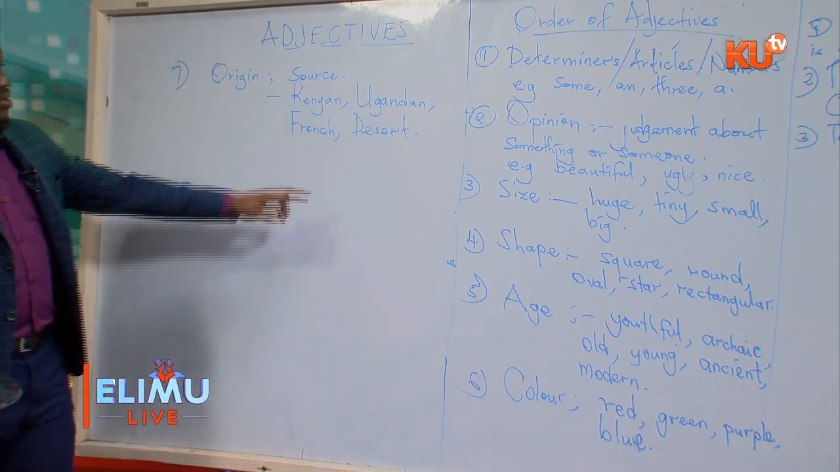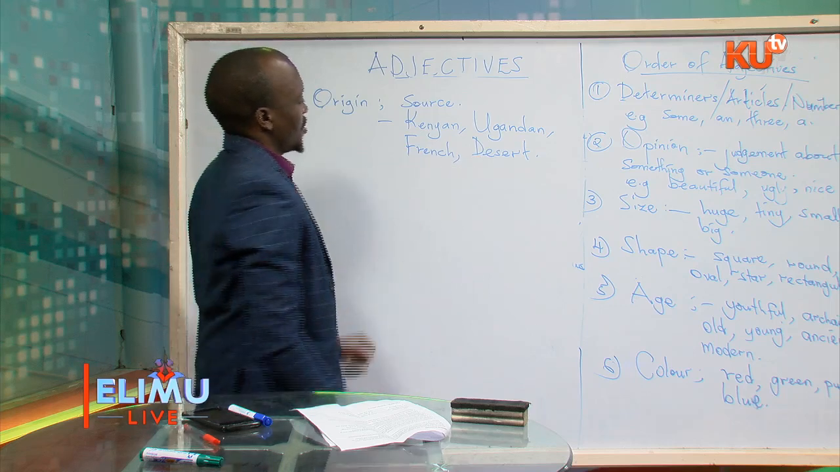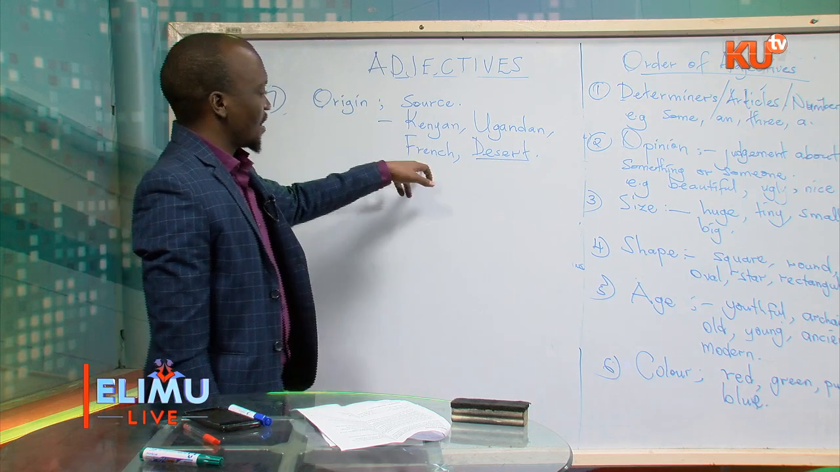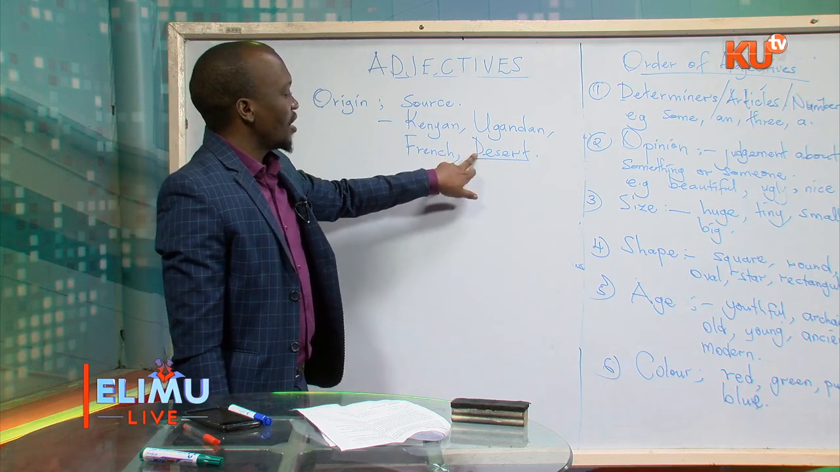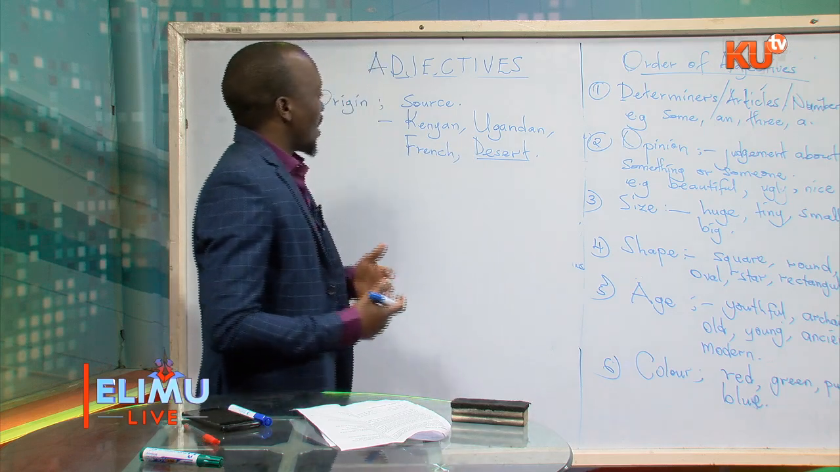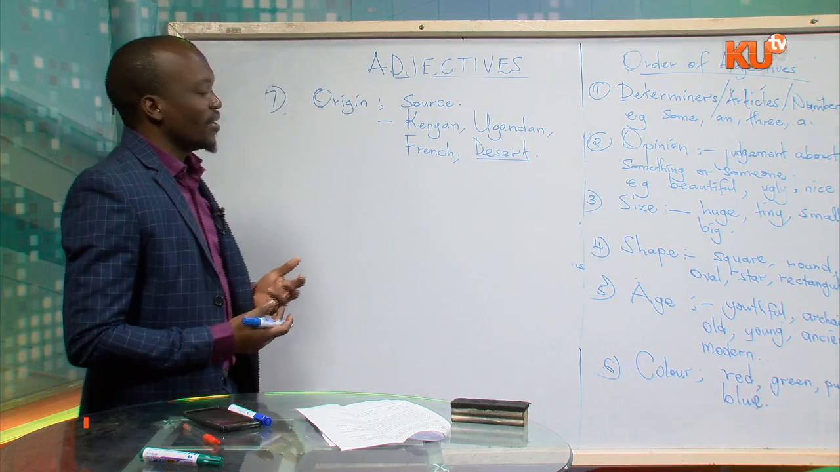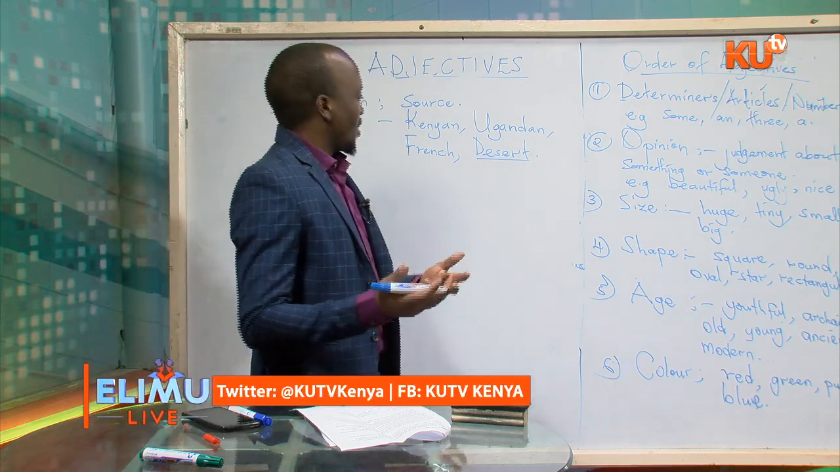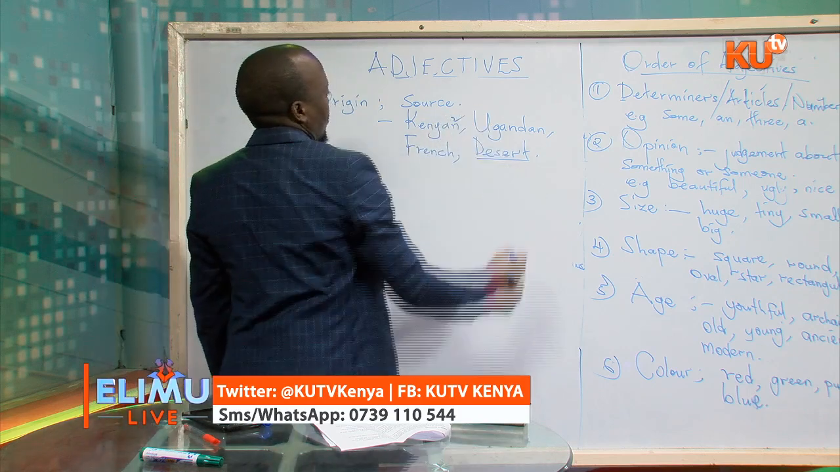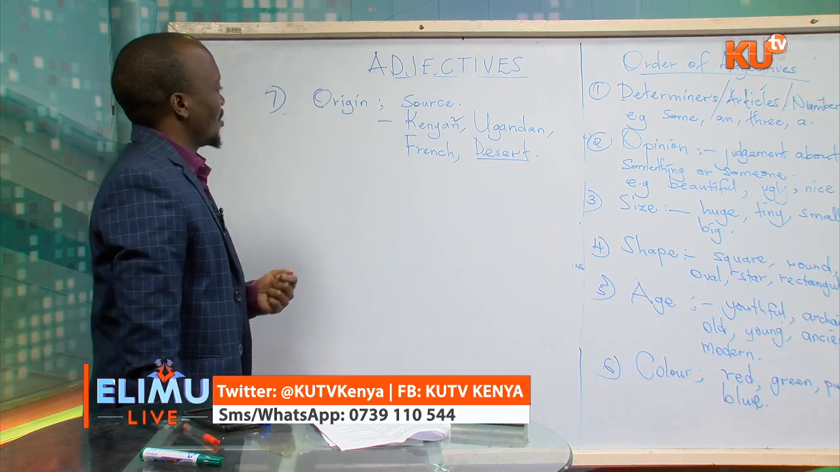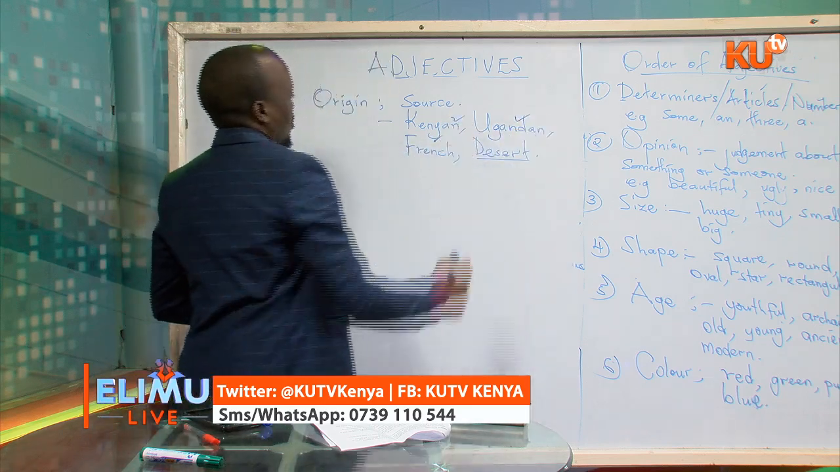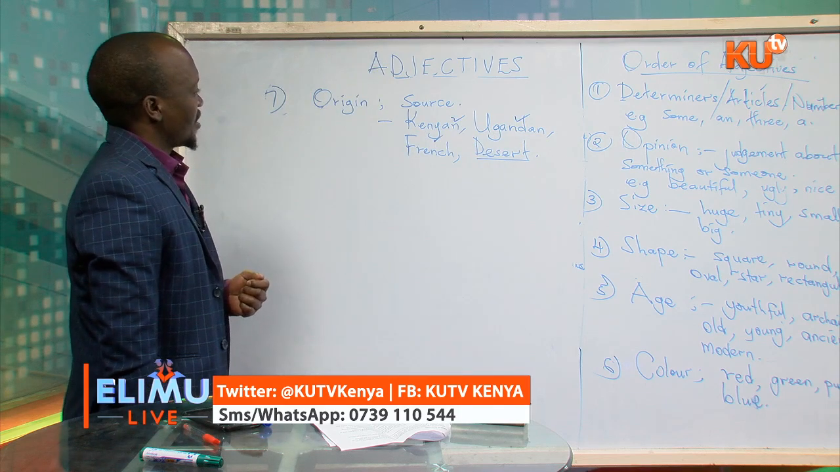desert. And I know this one must be new to very many learners because they always believe that origin must always be a country. But desert can also be an origin of a certain person or item or a thing. Like we can talk of desert rats, the rats that originate from the desert. So Kenyan will tell you that that item or the person actually originates from Kenya. Ugandan, French, from France. And I'll give you a test.